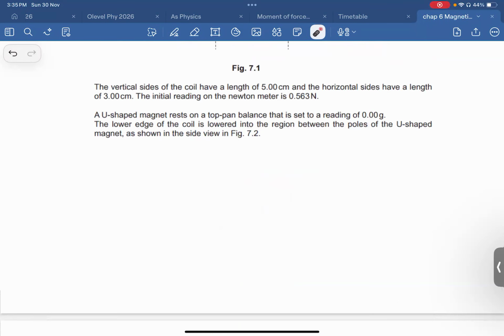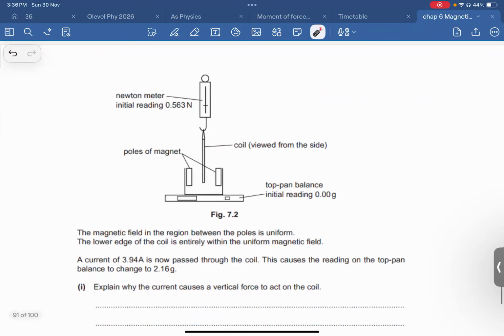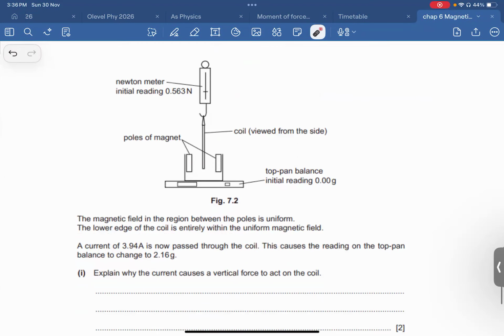Okay, again. The vertical sides of the coil have a length of 5 centimeters and the horizontal sides have a length of 3 centimeters. The initial reading on the Newton meter is 0.563 Newton. A U-shaped magnet rests on a top pan balance that is set to a reading of 0 grams. The lower edge of the coil is lowered into the region between the poles of the U-shaped magnet as shown in the side view in figure 7.2. Okay, over here. Fine. So the initial reading is this much.